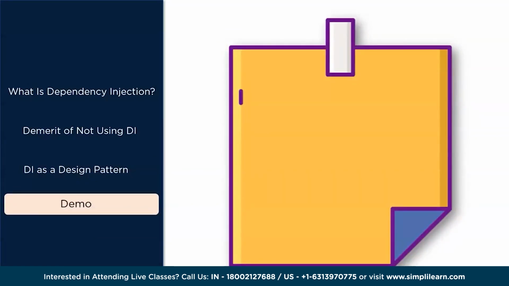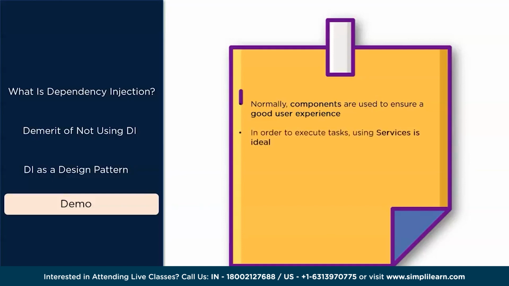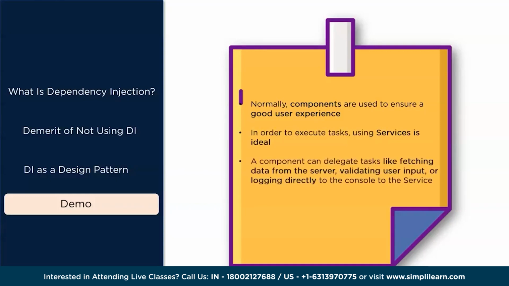Now, services, classes, modules, components, all of these are benefactors of dependency injection. So in the demo, I'm going to be showing how dependency injection can be used with the help of services and injecting these services into classes. So the main thought behind this is normally components are used to ensure just a good user experience. These components do not generally execute tasks. So to execute these tasks, we make use of services. So a component can delegate tasks like fetching data from the server, any network related issues, etc. to a particular service. And these services can be made available to components.